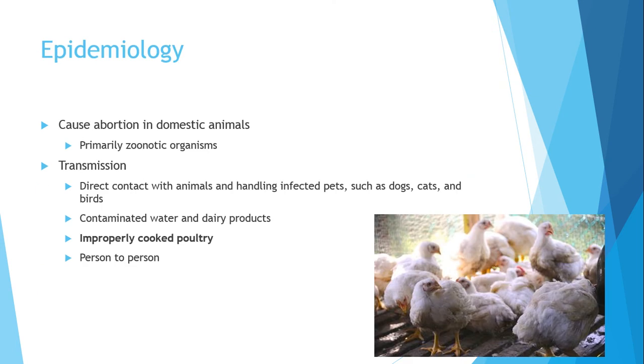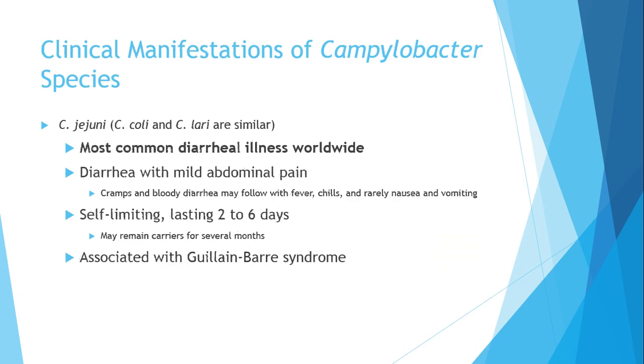So typically, the majority of the time we see poorly cooked poultry spreading this particular organism. So if you see a test question with poorly cooked poultry, think in your mind Campylobacter. Okay, it's not the only thing that can be spread by poorly cooked poultry, but it's a lot of the times. We can also see it in infected pets, and birds, and contaminated water and dairy, person to person, because of the feces and not washing your hands.